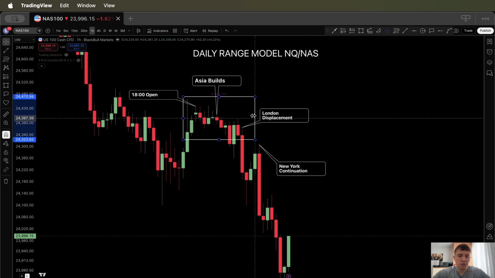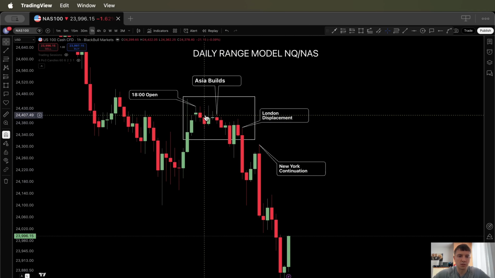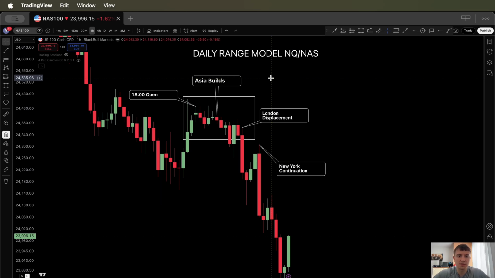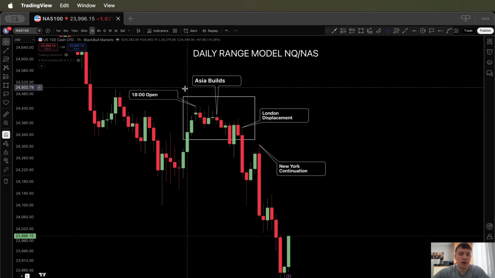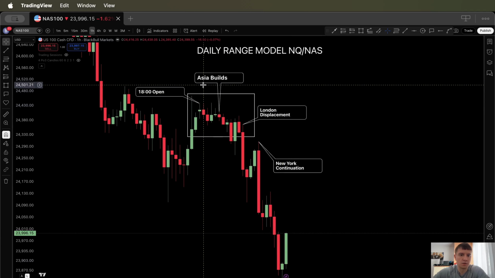This white box right here is the London and the Asia range. Obviously first we have the open, then we have the Asian range, and then the London kill zone, which begins right around here. The London kill zone is between 2 and 3 a.m. in the morning New York time. It is extremely important that you understand that everything is in New York time. So we see Asia building on Friday overnight, and I obviously don't do anything here.